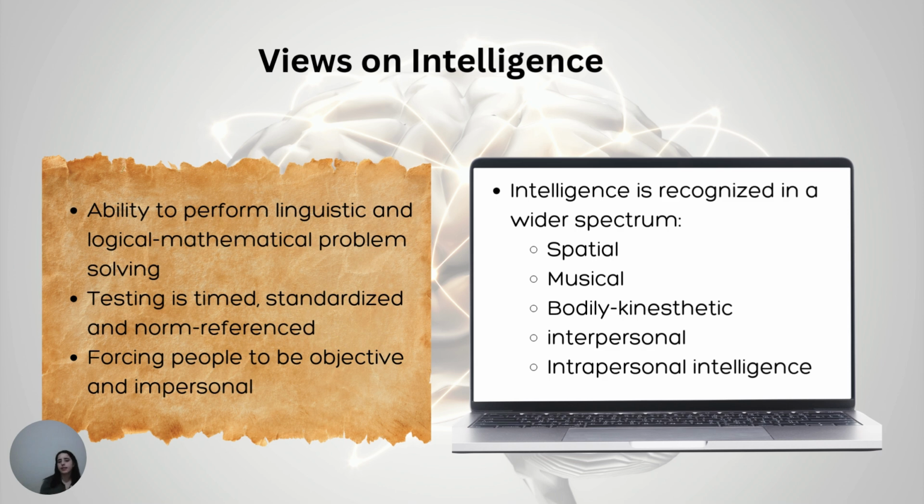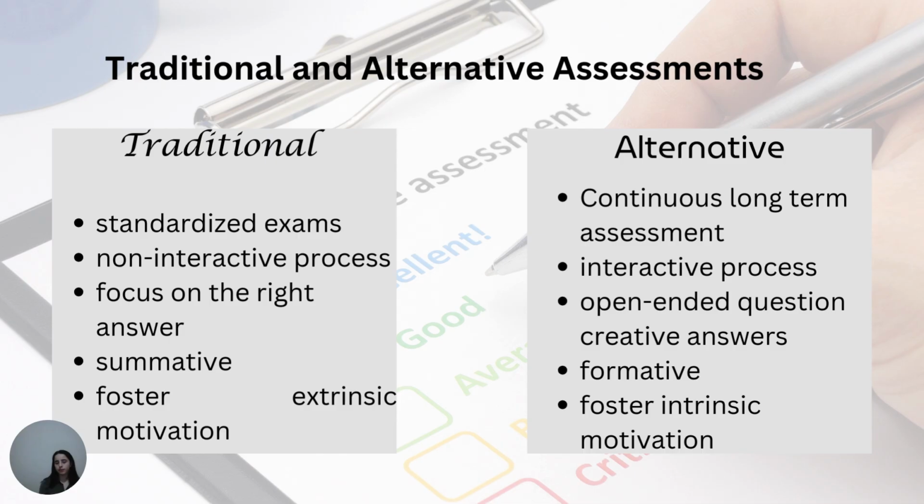like kinesthetic, intrapersonal, interpersonal, spatial, musical. Okay, we have a lot of types of intelligence, and we have a wider spectrum of intelligence. And this brings us to traditional and alternative assessment.